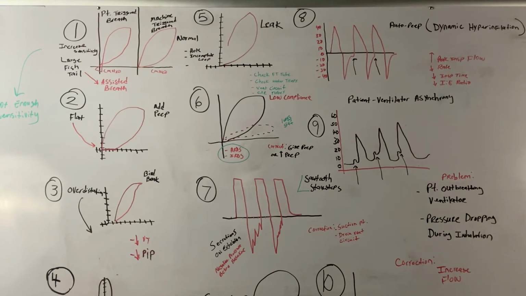You can decrease the rate, you can decrease inspiratory time, or you can decrease the I:E ratio, which will all correct auto-PEEP. The next graph is patient-ventilator asynchrony.